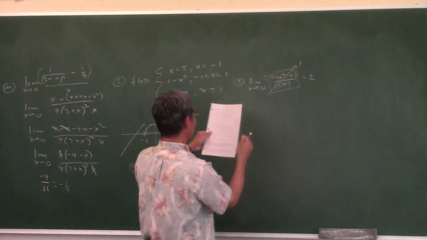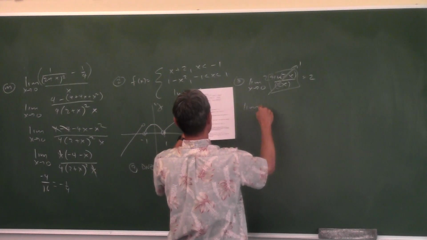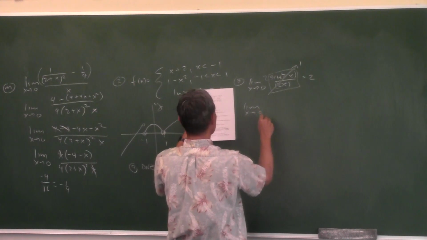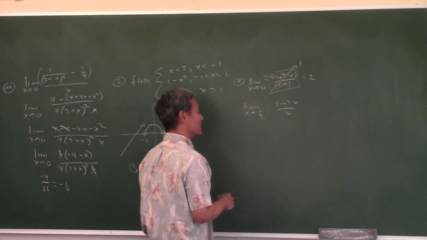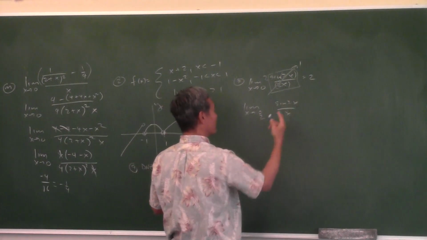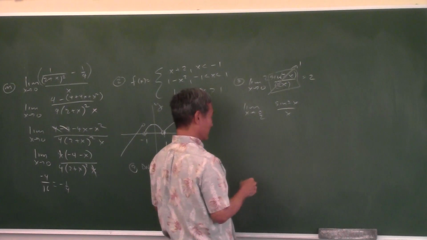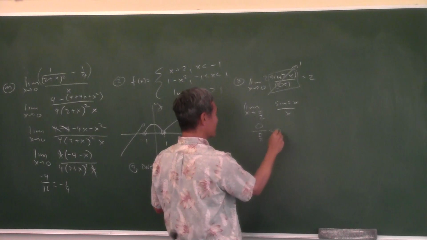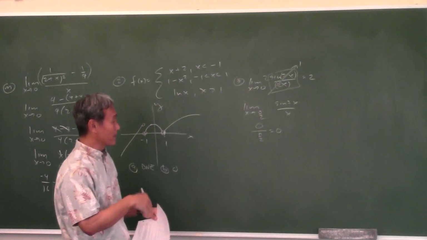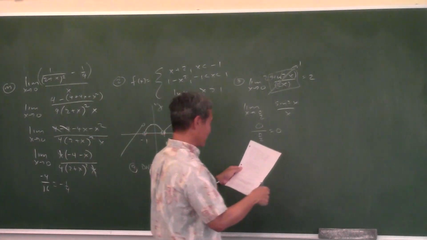Just use the double angle identity then. Next one, what's the limit as x approaches pi over 2 of sine 2x over x? Well, what happens when you plug in the number? You get 0 over pi over 2, which is 0, so that's the answer. If you can plug in the number and get something, that's the answer.